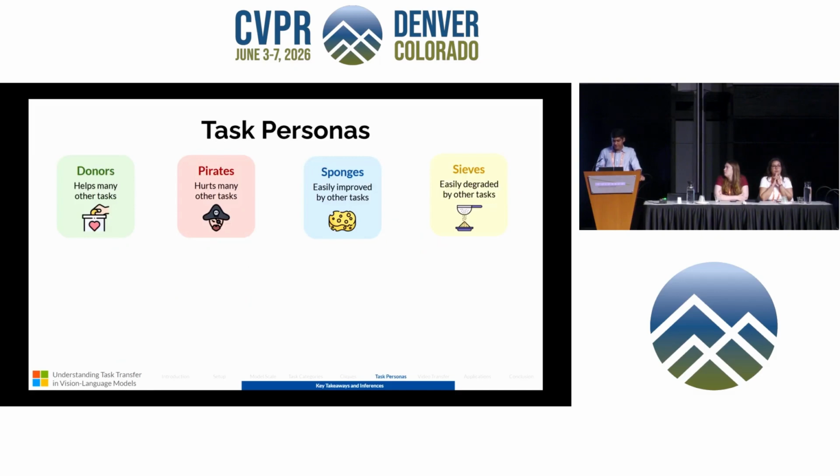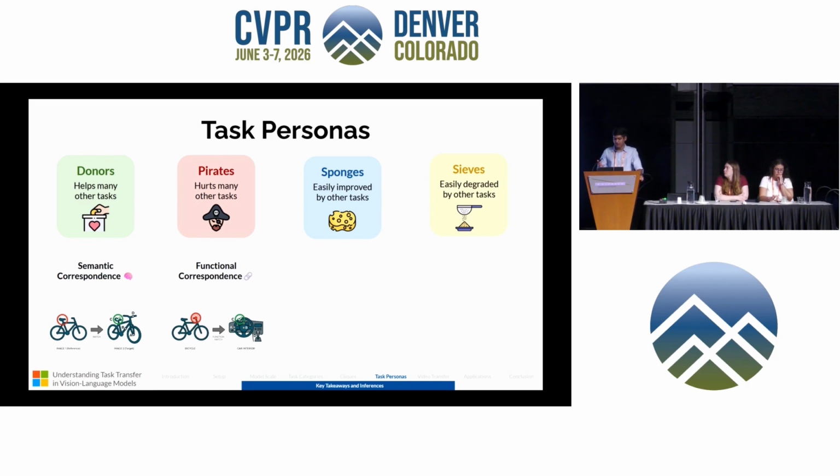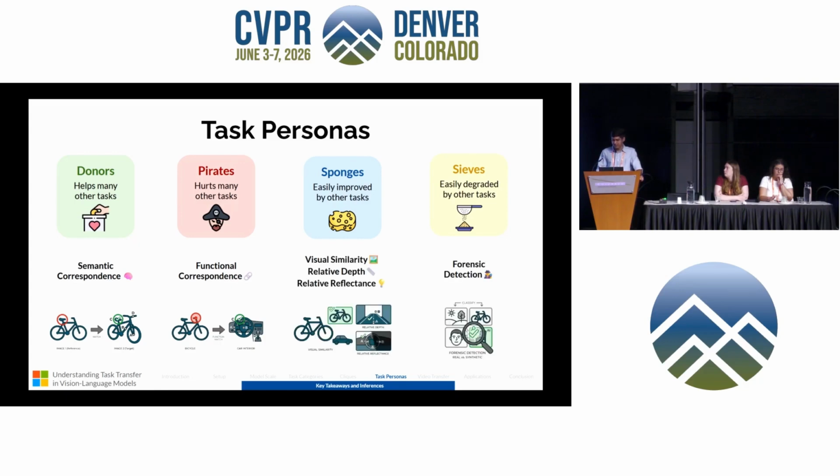Moreover, we also define some task characteristics, or as we like to call them, task personas. Donor tasks, as the name suggests, help many other tasks and have high positive transferability. Its counterpart are pirate tasks, which hurt many other tasks and have high negative transferability. In our case, we found functional correspondence to be a pirate task, which might be related to its task complexity. Next, we define sponge tasks, which can get easily improved by other tasks and have high positive malleability. These also share an intersection with the low-level tasks that we discussed earlier. Lastly, we have sieve tasks that can get easily deteriorated by other tasks and have high negative malleability.